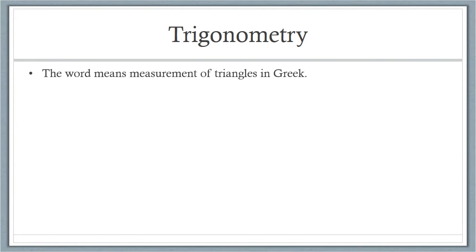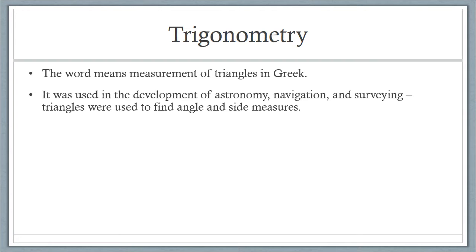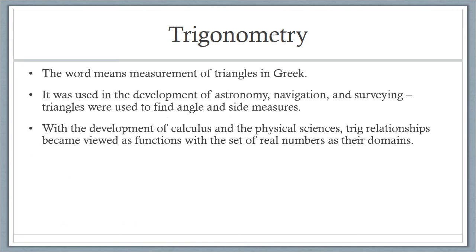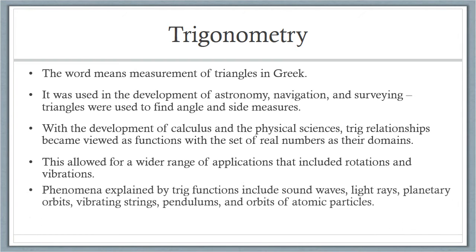First of all, we're going to talk a little bit about trigonometry, and trigonometry means measurement of triangles in Greek. It was used in the development of astronomy, navigation, and surveying, and was used to find angle and side measures. With the development of calculus and the physical sciences, trig relationships became viewed as functions with a set of real numbers as their domains, instead of just being measurements. This allowed for a wider range of application that included rotations and vibrations.